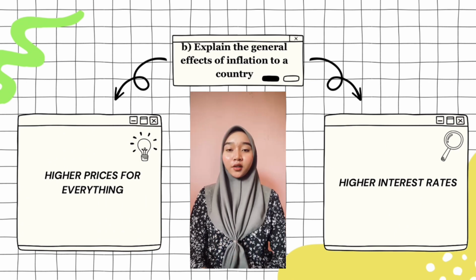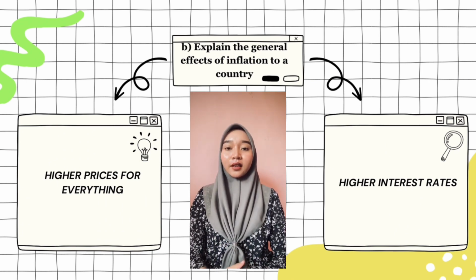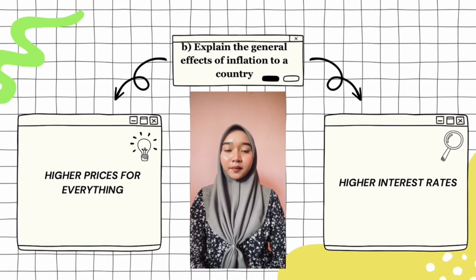Alright, the next point of the general effect of inflation on a country is higher interest rates. The Federal Reserve, commonly called the Fed, has a relatively limited toolkit to tame inflation. The option they commonly turn to first is usually raising interest rates. As the Fed pushes interest rates higher, it gets more expensive to borrow money.